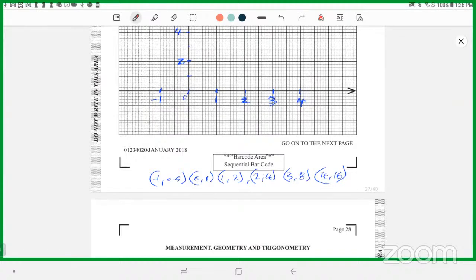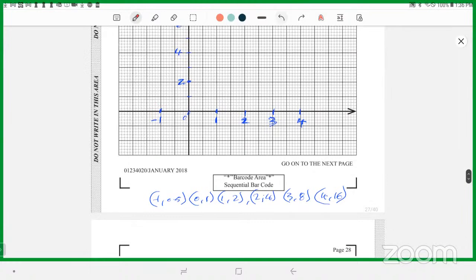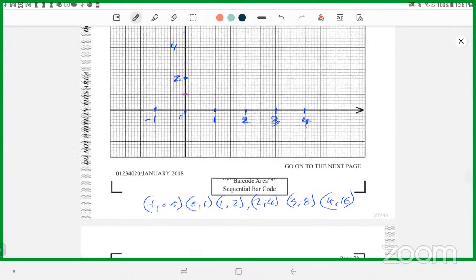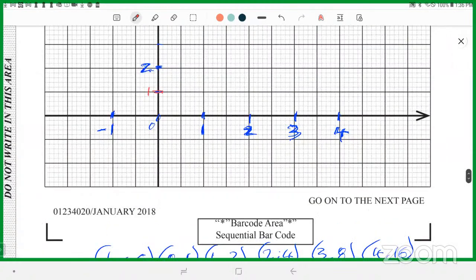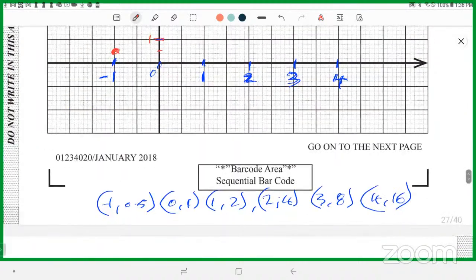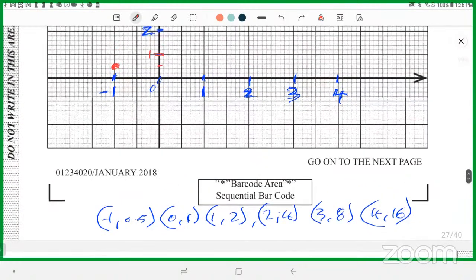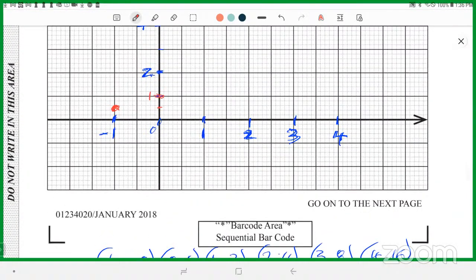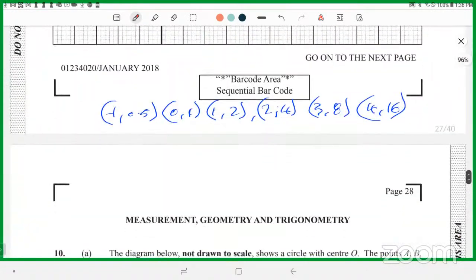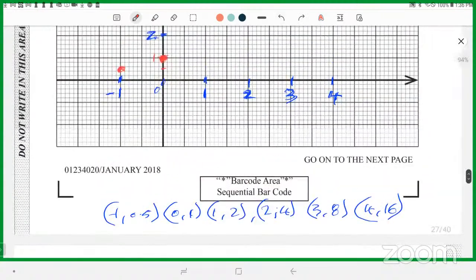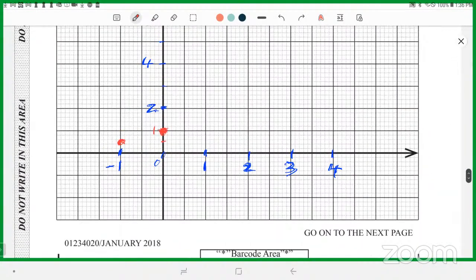-1, 0.5. All right, so this is -1. This is 1. So 0.5 is here. We're talking about this point. That's the first point. The next point is 0, 1. 0, 1 is right here. The next point is 1, 2. 1, 2 is this point.